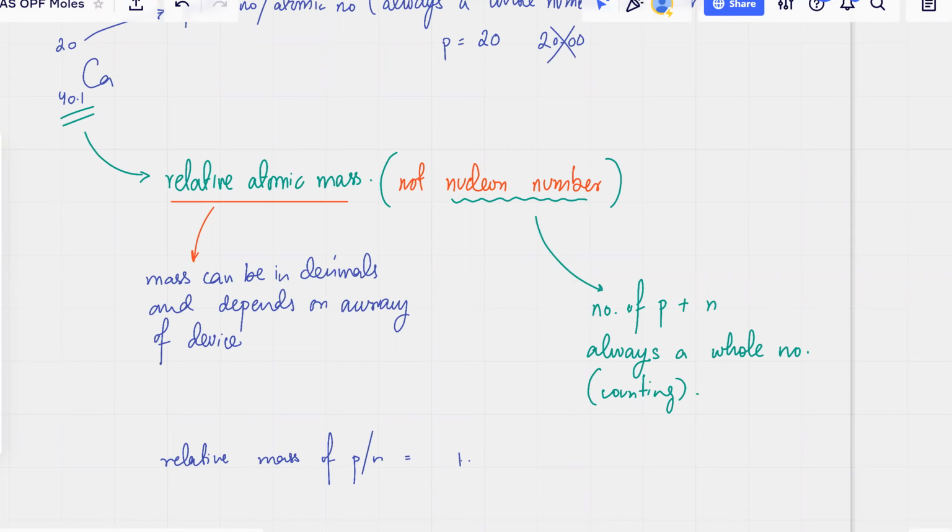Mass depends on the accuracy of the device. It could be 1.0012. Okay, so it's not exactly 1.